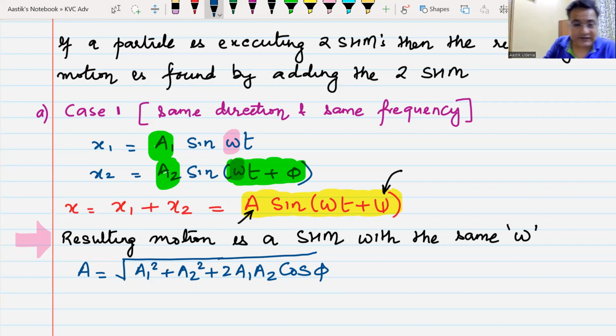So basically these SHMs can be treated as two vectors. We will also see that, but first you write this. This will be the resultant amplitude, but again this phi is also unknown. Can you tell me what will be the value of this phi? No, not phi, xi, this angle xi. How much will this angle xi be?